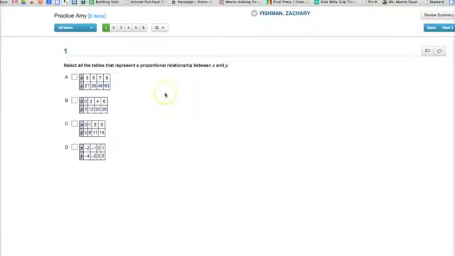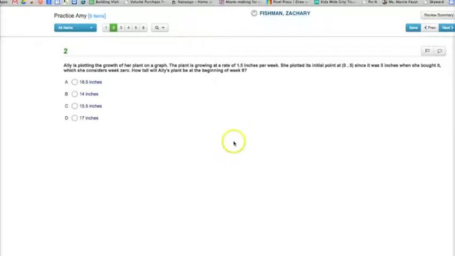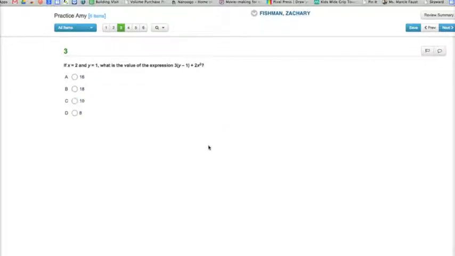The first question says, select all the tables that represent a proportional relationship. I'm going to choose A and B, and I'm going to click Next. Question number 2 about Allie plotting the growth of her plant on a graph. I'm going to choose answer C. Question number 3, if x equals 2 and y equals 1. For this, I think I'm going to go with B, and then click Next.